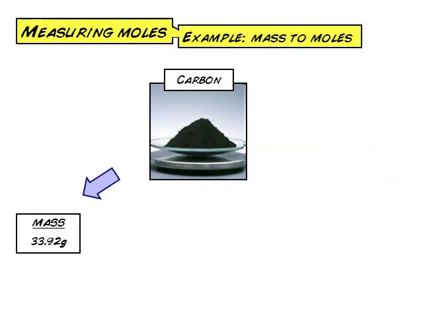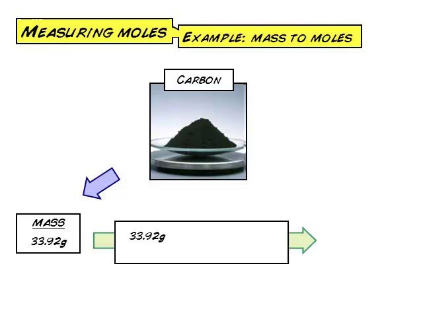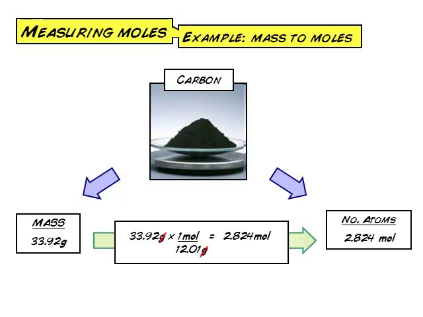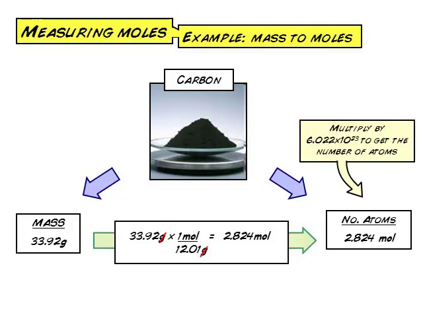For example, if we have a sample of carbon with mass 33.92 grams, we can use the molar mass of 12.01 grams per mole to convert this into the number of moles of carbon. We must flip the molar mass around to have grams on the bottom and moles on the top, so that when we multiply, the grams cancel, and this leaves us with units of moles. When we calculate this out, we have 2.824 moles. This is the number of carbon atoms in 33.92 grams of carbon. If we want the actual number, we can multiply this by 6.022 times 10 to the 23 to get the number of atoms.